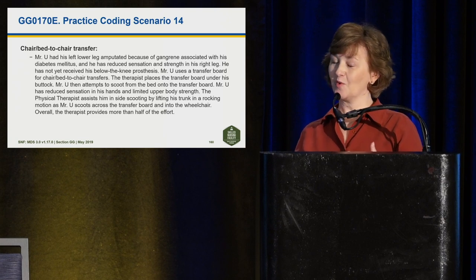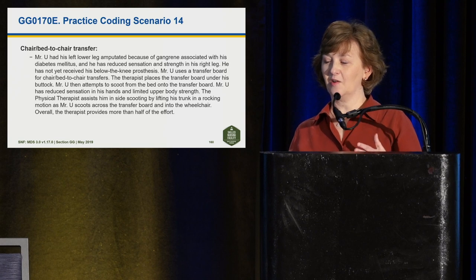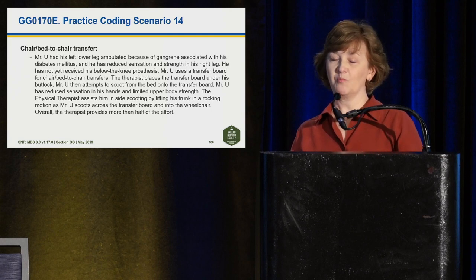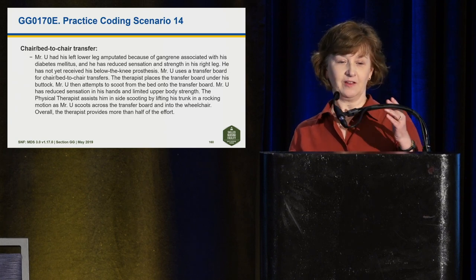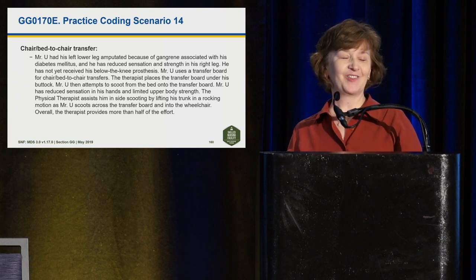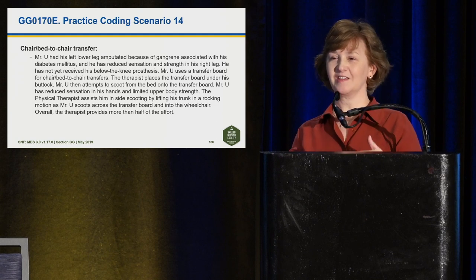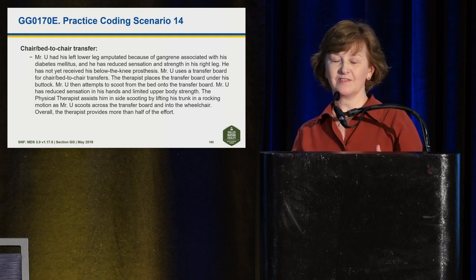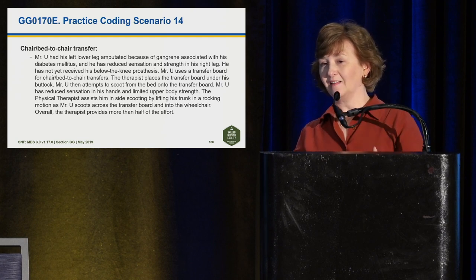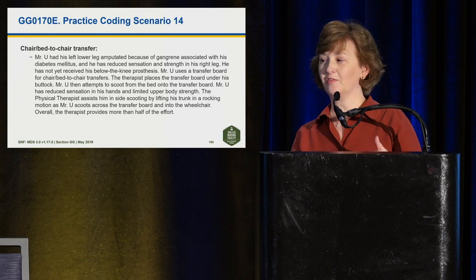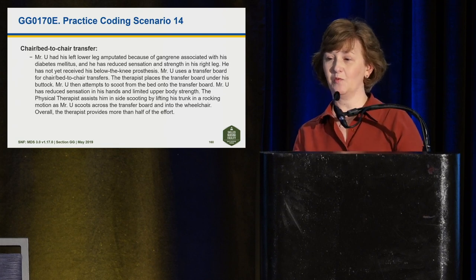So if the description wasn't very clear, you can go through the decision tree, and it says here that the therapist provides more than half of the effort. So I will let you think through how to code that, but basically, obviously, more than touching assistance, there's some lifting assistance being involved here. If the helper is providing less than half of the effort, that would be a 3. If the helper is providing more than half of the effort, that would be a level 2.